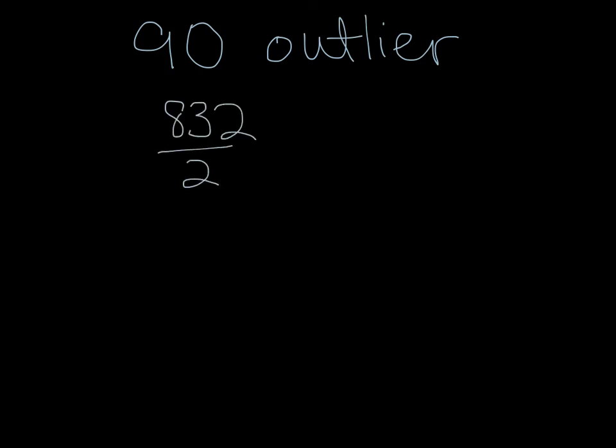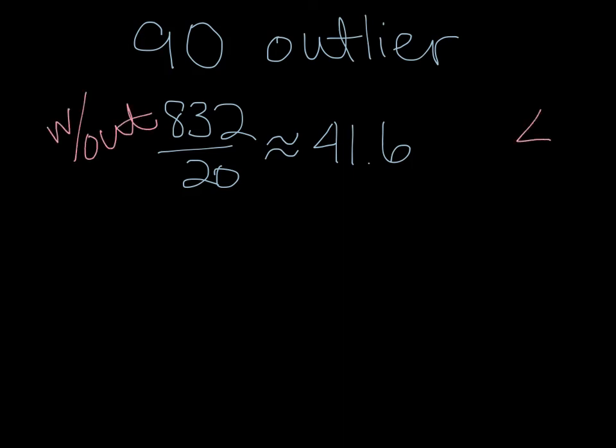So let's take a look at the effects of adding 90 minutes to the time for Mr. Mullins' homework time. If one of the students said that it took them 90 minutes, this would have been considered an outlier because it did not really fall in with the rest of the data and it's drastically out by itself. When we find the average of the data without the outlier, we get 832 over 20, which is approximately 41.6. The median without the outlier is 45.